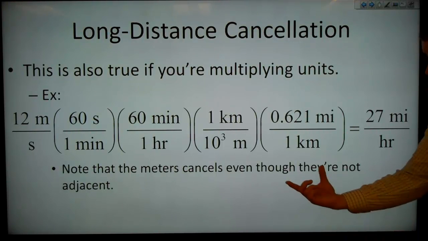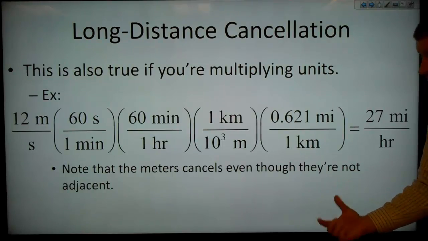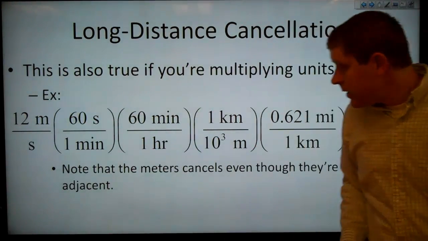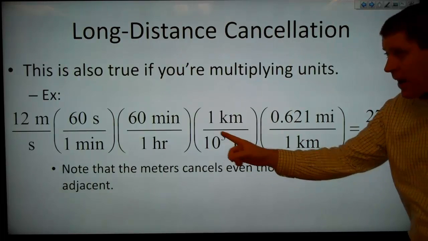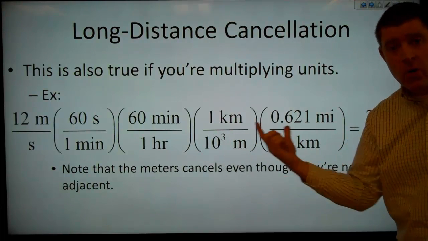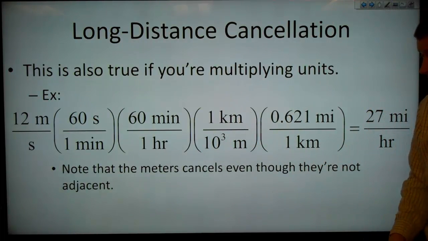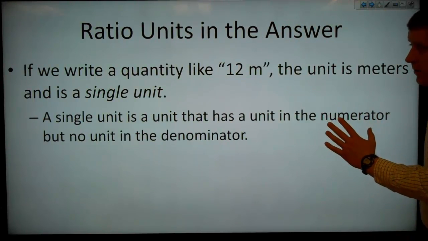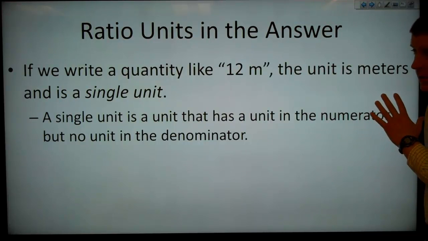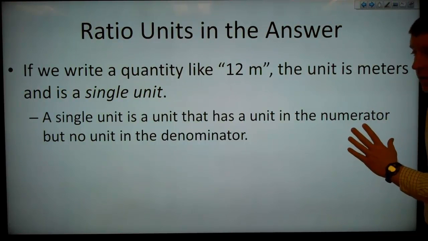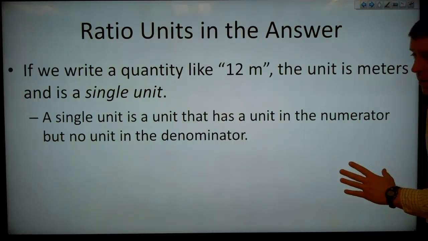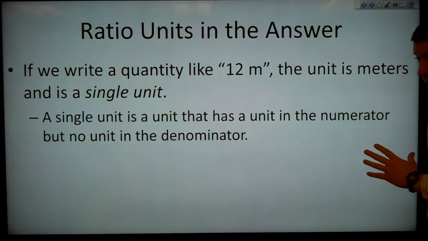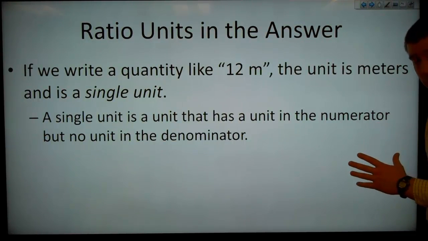And the meters is canceling here, even though they're not adjacent. So our meters there is canceling with meters here. They don't have to be right next to each other because it doesn't matter the order that we put our units in. So if we write a quantity like 12 meters, the unit is meters, and this is a single unit. A single unit is a unit that has a unit in the numerator, but no unit in the denominator.